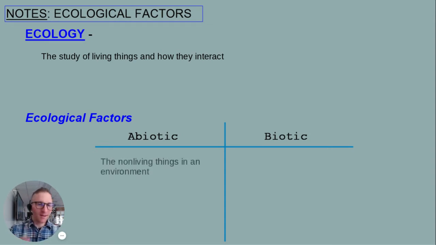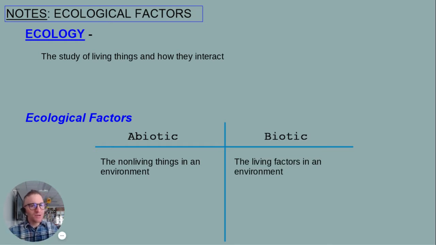So abiotic factors are the non-living things in a particular environment. The biotic factors are the living things in the environment. Now, what I would also add here, so kind of take these notes, and I like this side-by-side comparison. I would also add some examples.